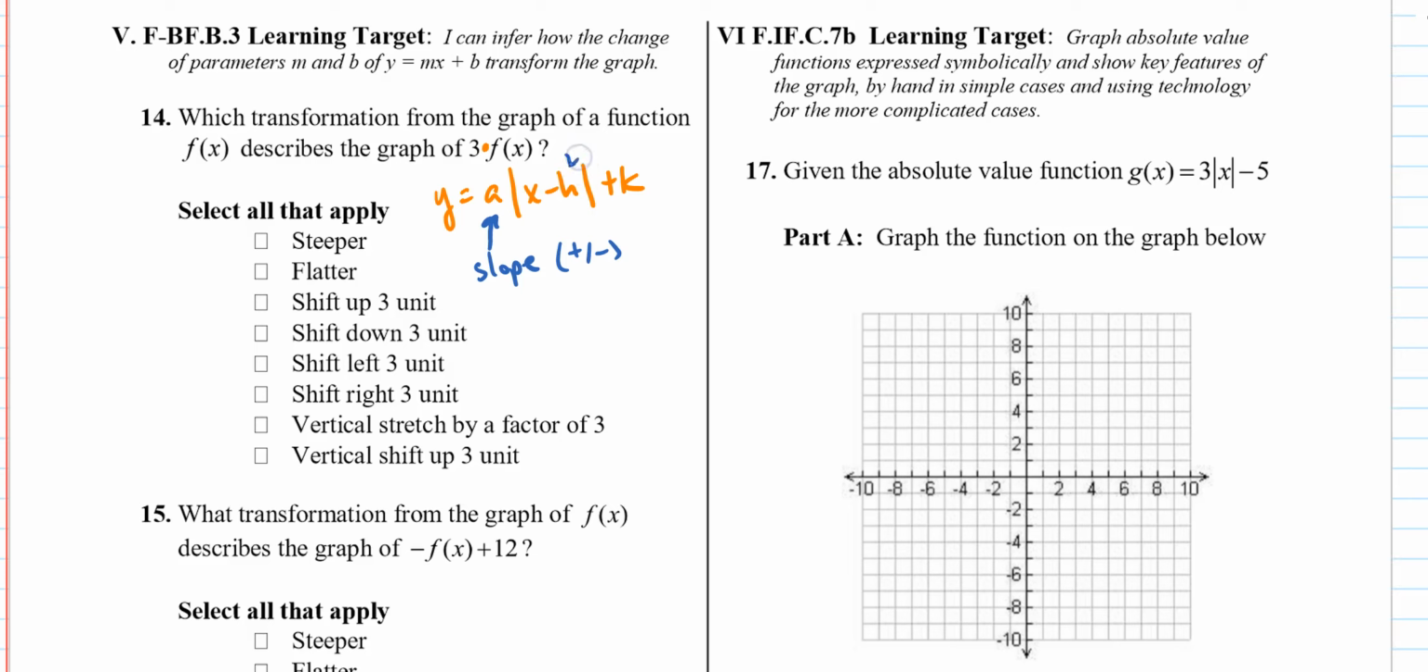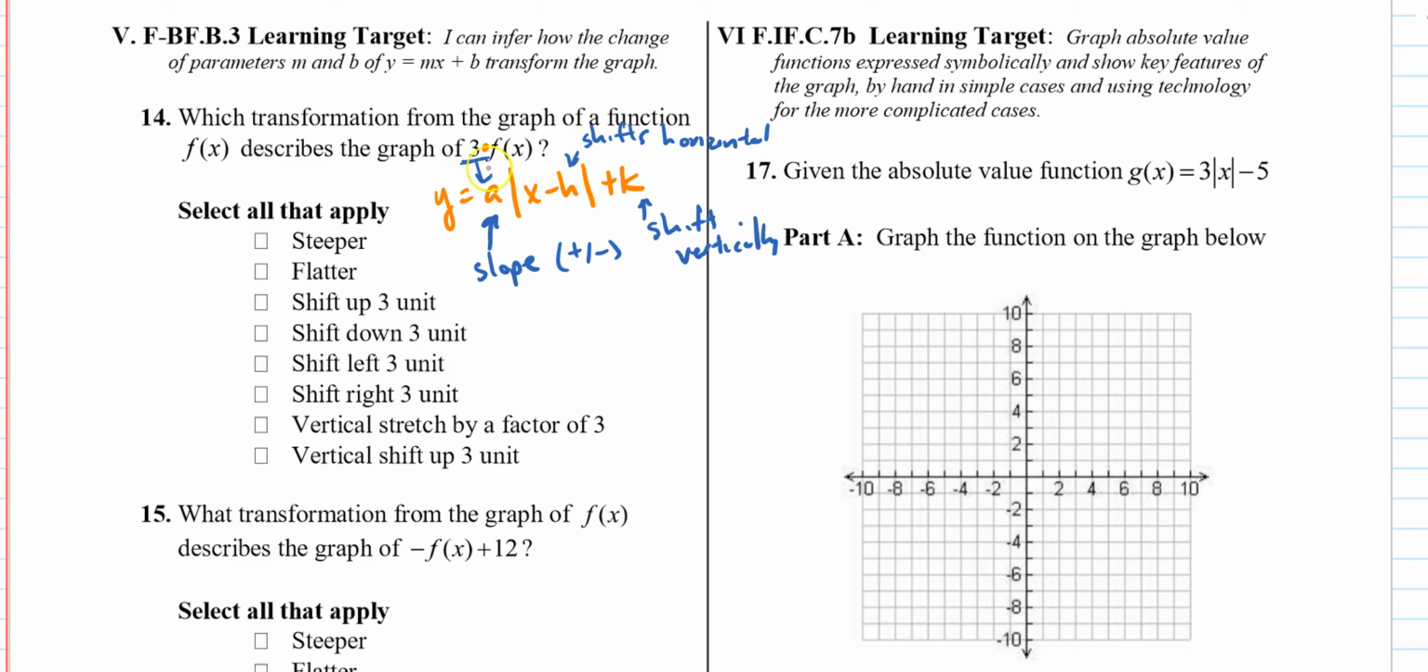H shifts horizontally or side to side, and K is a shift vertically. So if I look at this and it's 3 times f of x, well, that 3 is the same as an a. So it didn't shift up, down, left, or right. It only got steeper or flatter, and it either stretched or it compressed.